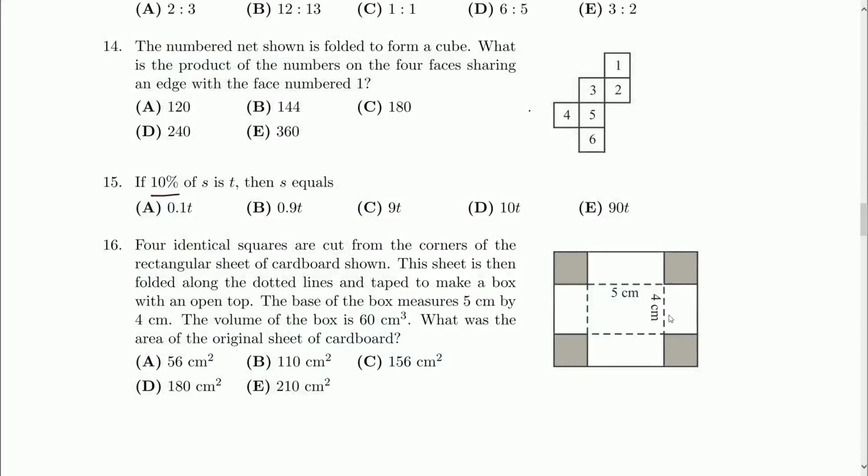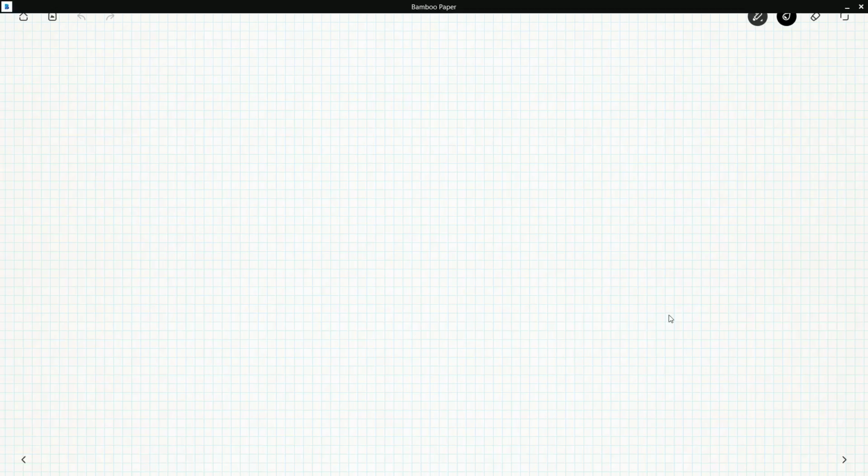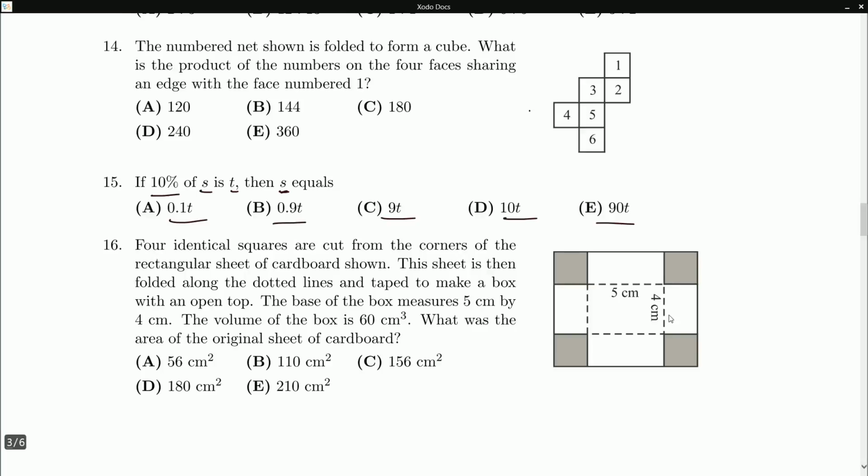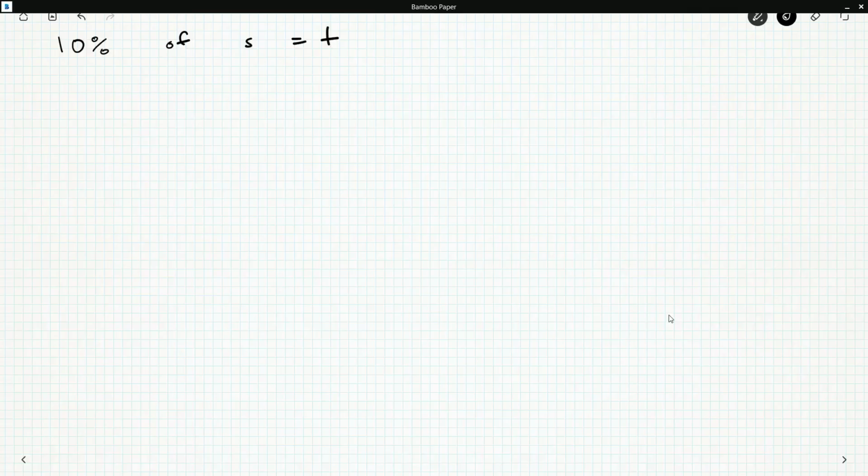So if 10% of S is T, then S equals... we have a bunch of expressions in terms of T. Okay, so I notice none of them are percents. These are sort of actual real numbers multiplied by T. Okay, so if 10% of S is T, that's what we've got here, right? I've got the 10% of S is T. All right, so I've got the right arrangement there.